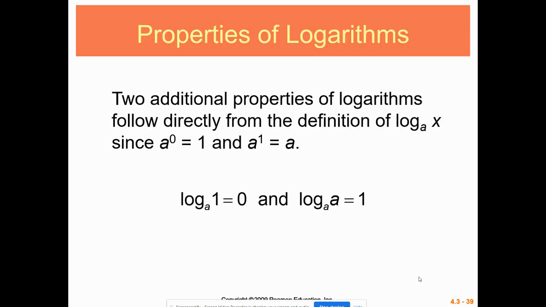Now, because a to the 0 equals 1 and a to the first power equals a, if we take those exponential equations and rewrite them as logarithms, what we have are some additional properties. We have the log base a of 1 equals 0, and the log base a of a equals 1.